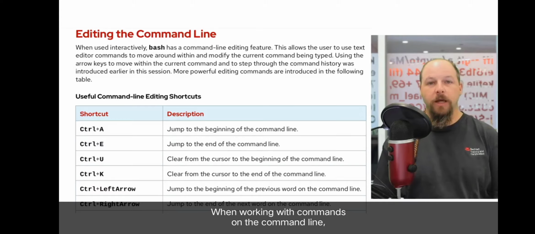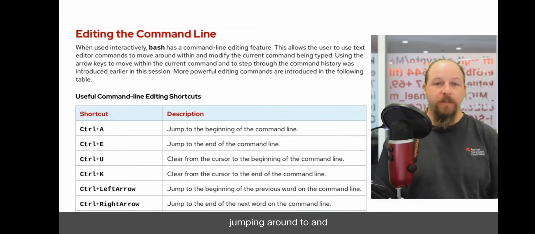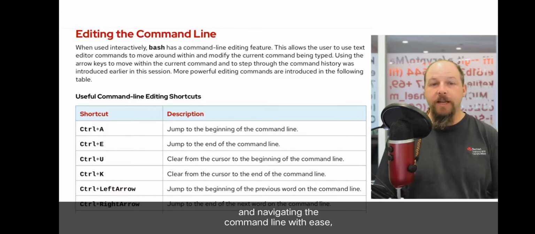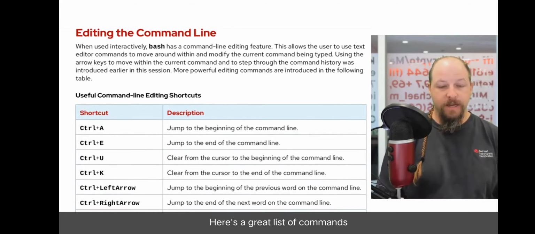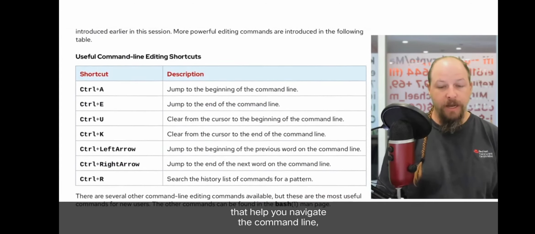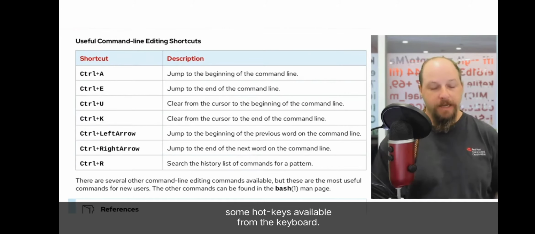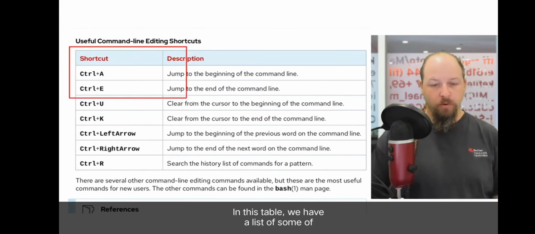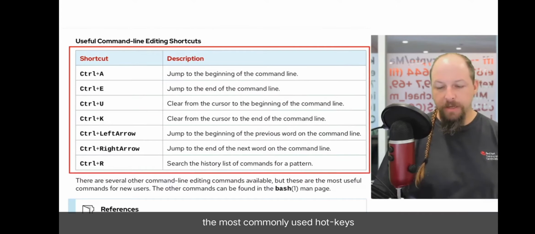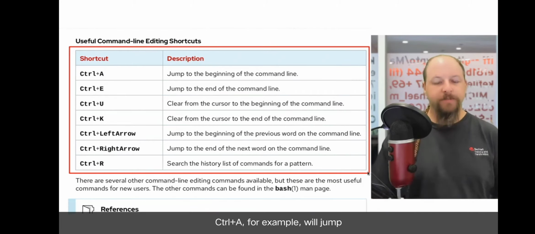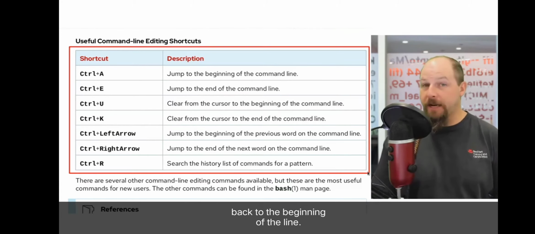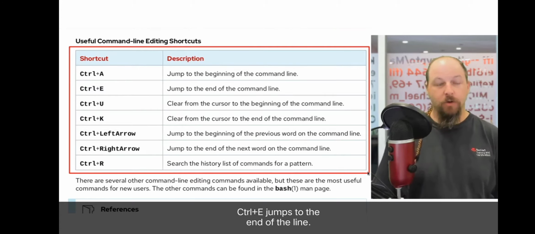When working with commands on the command line, jumping around to and from the different parts of commands and navigating the command line with ease offers you many shortcuts in improving your performance. Here's a great list of commands that help you navigate the command line and edit around using some hotkeys available from the keyboard. In this table, we have a list of some of the most commonly used hotkeys for navigating around command line editing. Control-A, for example, will jump back to the beginning of the line.